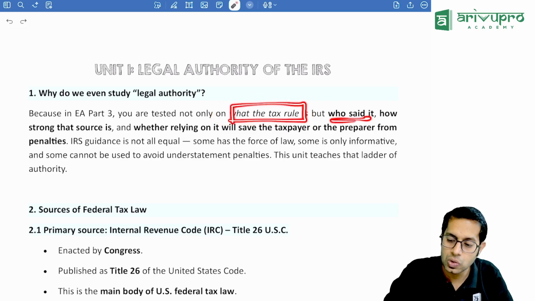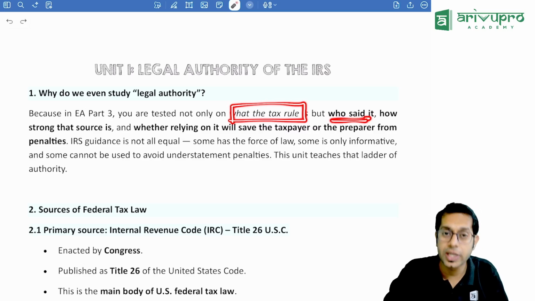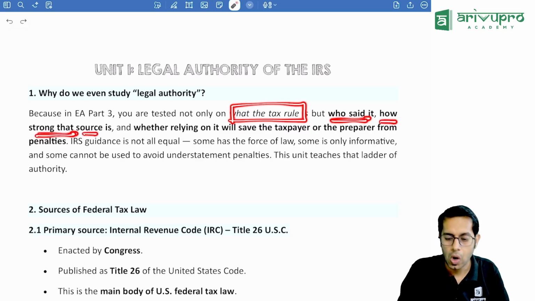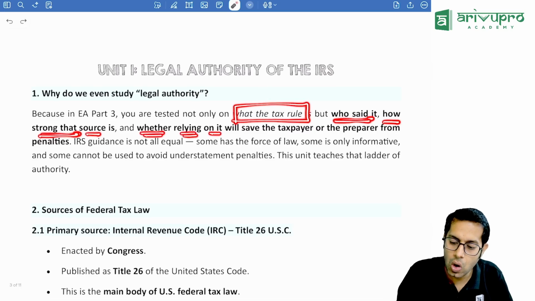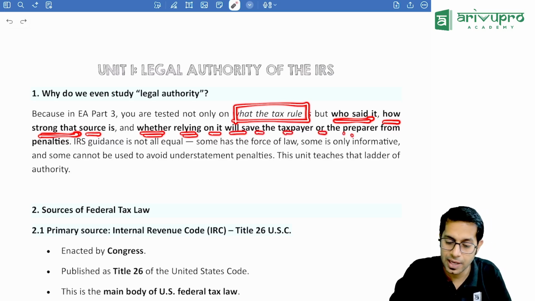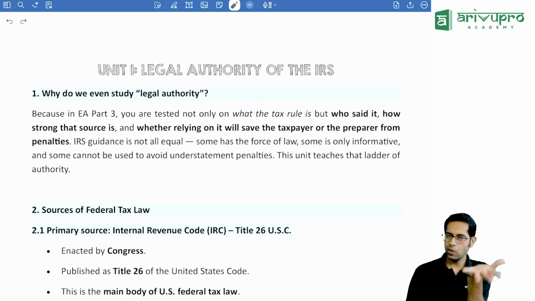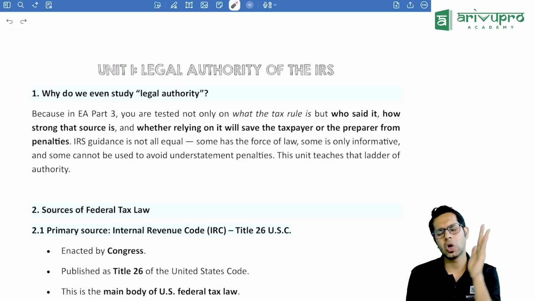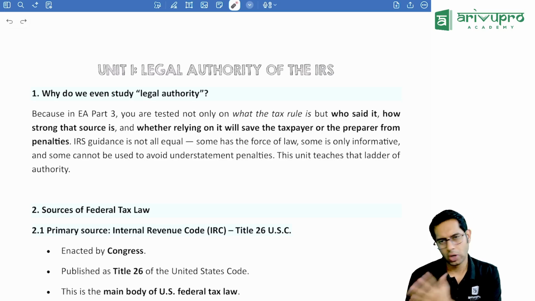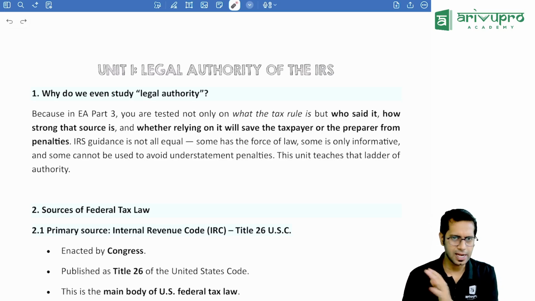Now, who said this rule? Who said this? How strong is the source? And whether relying on it will save the taxpayer or not? Now, what is this point telling? So there is a rule in India that you should not ride a bike without wearing a helmet. Okay, sir, yes, this rule is there. I understand this.